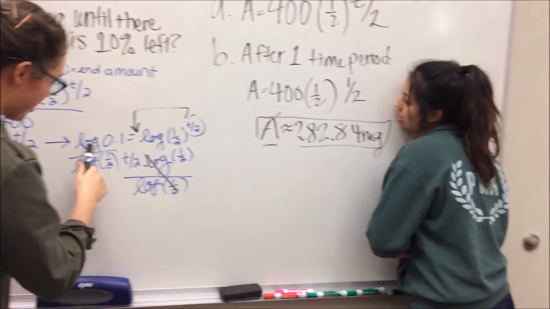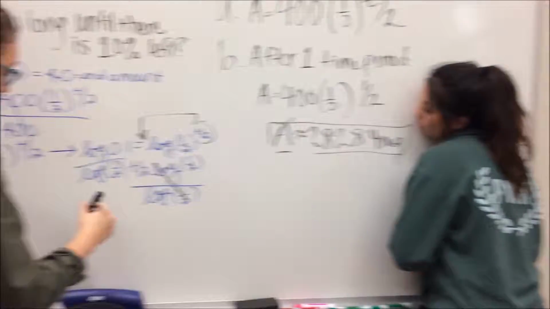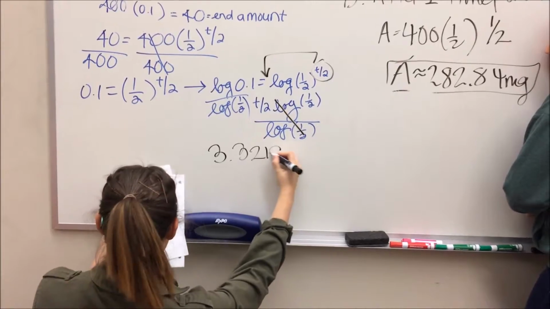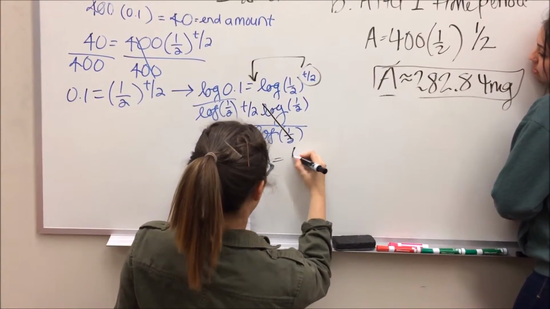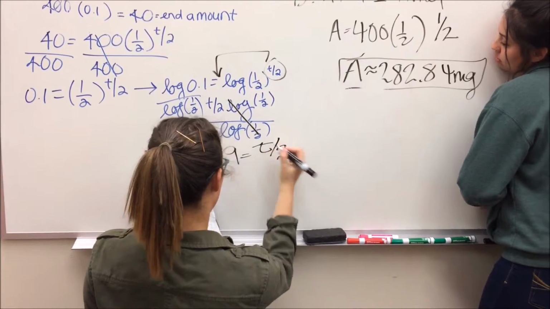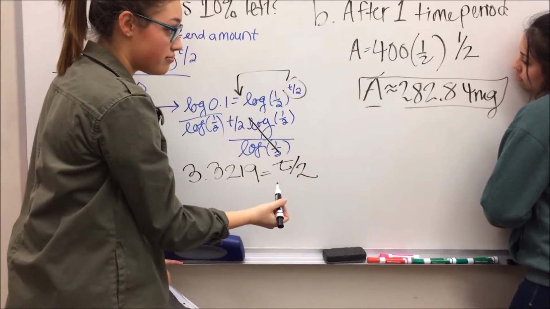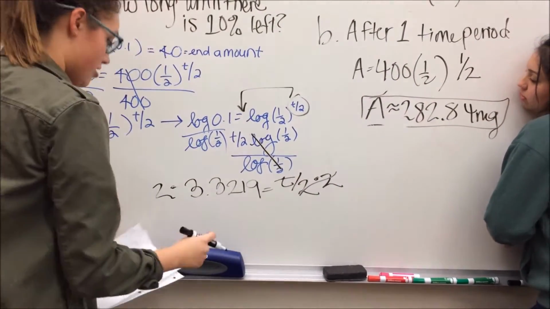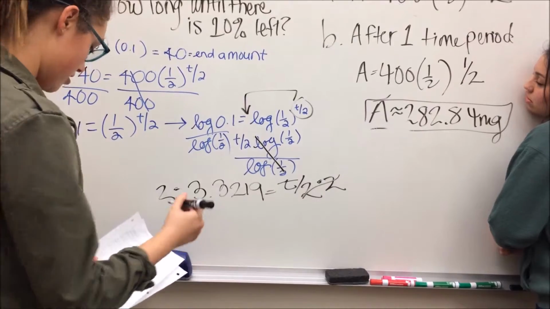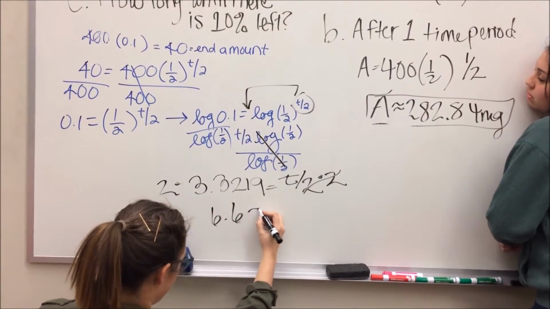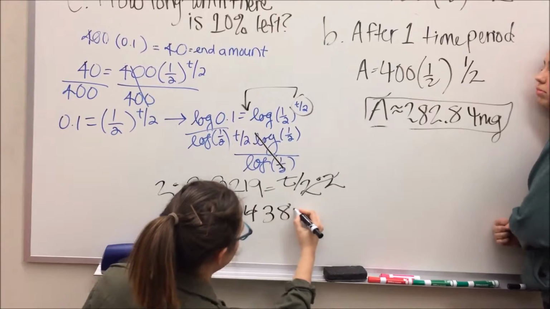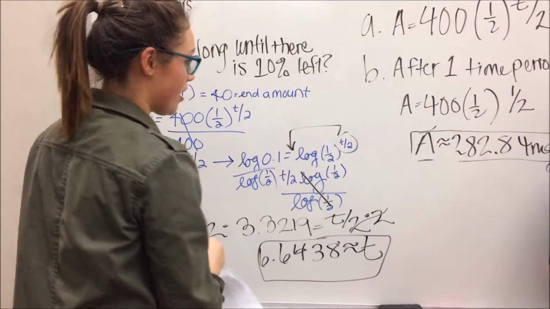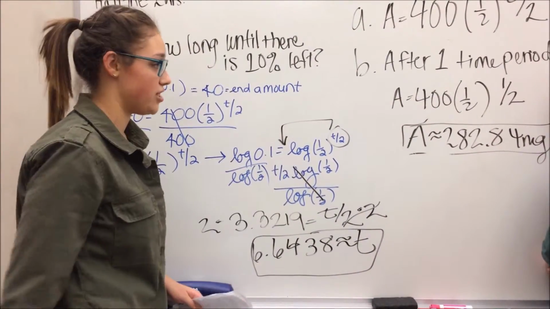Okay. So, you're going to take your log 0.1, divide that by your log 1/2. And I'll give you about 3.3219, and then equals to your t over 2. And then to get rid of your 2, you're going to multiply. So then 3.3219 times 2 would give you 6.6438 is equivalent to t. So that's your time for about 10%, which is 100 milligrams left in your body.